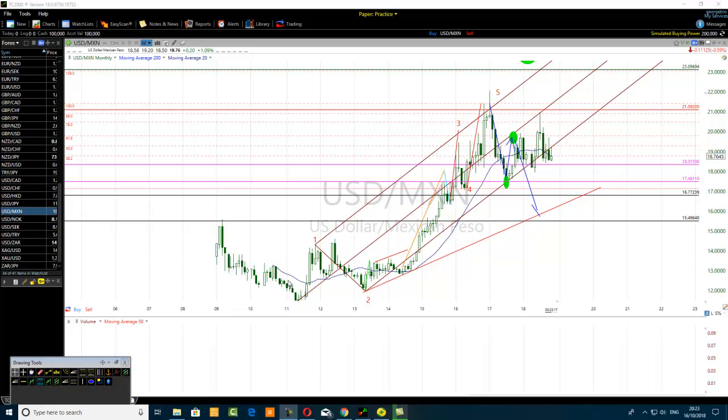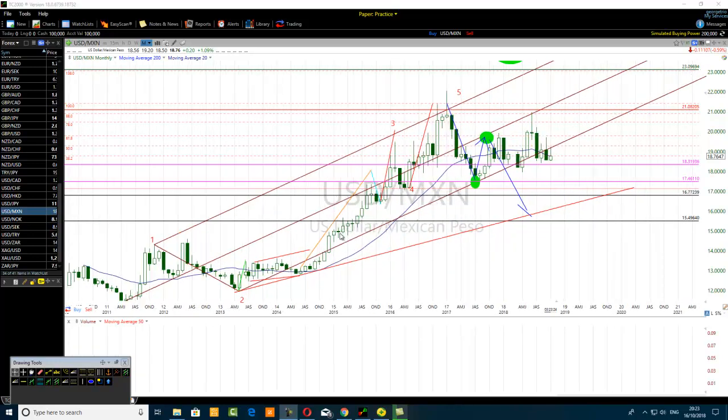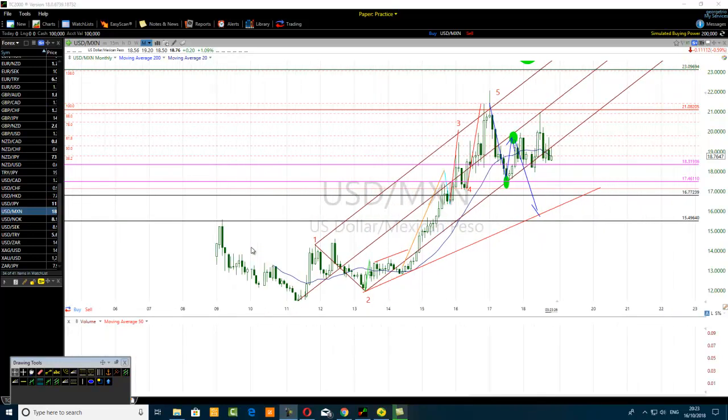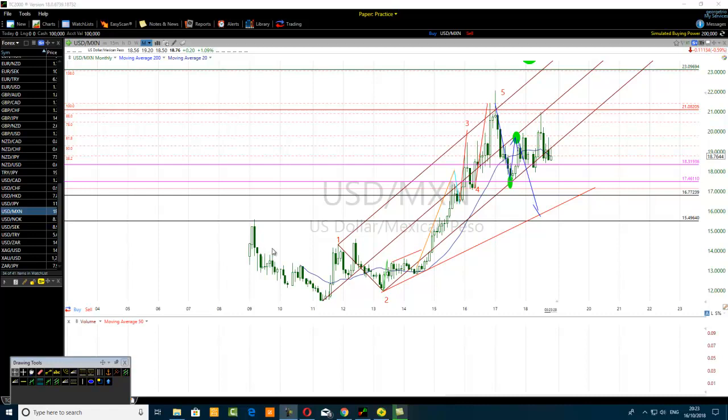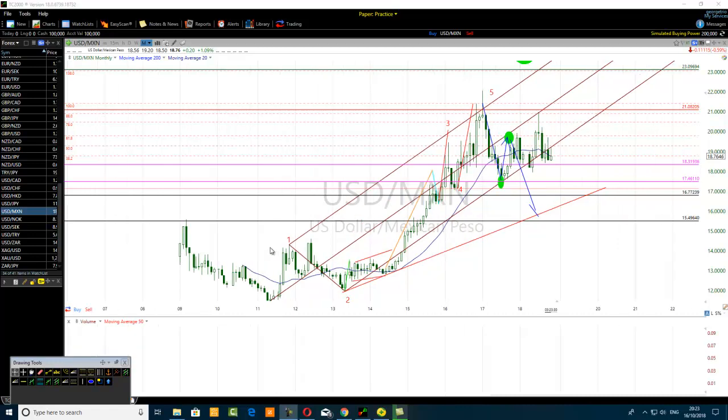So looking at this chart, I'm reviewing my past wave count for the US dollar, Mexican peso. Peso or peso? Joe, it's not peso, it's peso. I'm speaking with my American accent, please. Leave me alone. This is to make you laugh a bit.